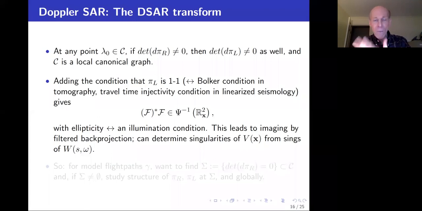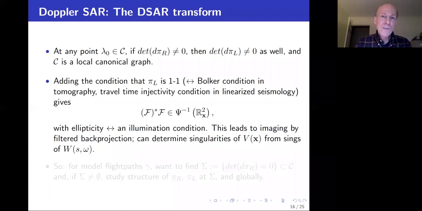So once you have that by well-known techniques, you can then write down good inversion formulas or approximate inversion formulas to image the scene V from the data, from the process data. In particular, since we can invert modulo C infinity, we can determine singularities in the scene, singularities in the sense of discontinuities or other kinds of non-smoothness. We can determine the singularities of the scene from singularities in the filtered windowed Fourier transform. So that's the ideal situation if the Bolker condition or the analog of that is satisfied.